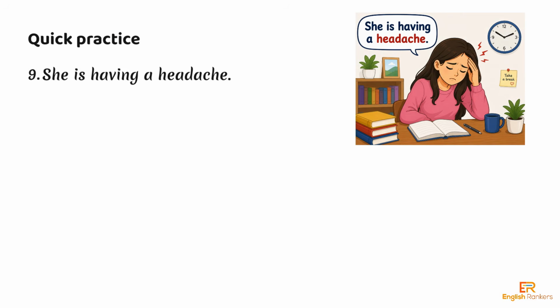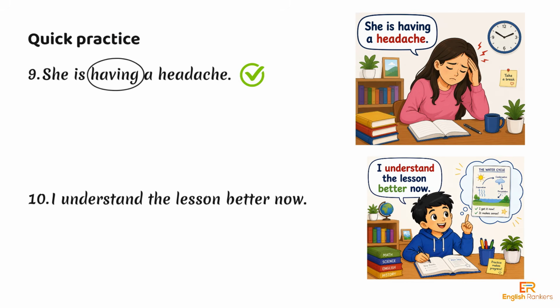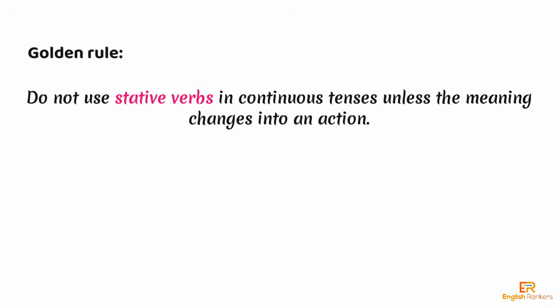Number 9, she is having a headache. Correct. Here, having is used in a natural, everyday expression. Number 10, I understand the lesson better now. Correct. We do not say, I am understanding the lesson better now. Because understand is a stative verb. Golden rule. So, students, here is the golden rule. Do not use stative verbs in continuous tenses unless the meaning changes into an action. This is the key point you must remember.